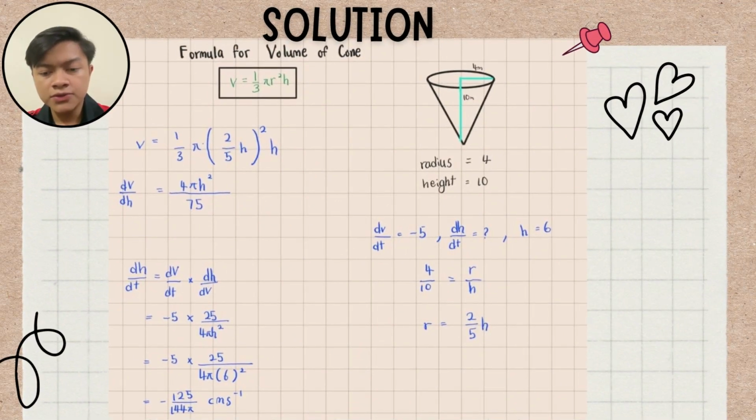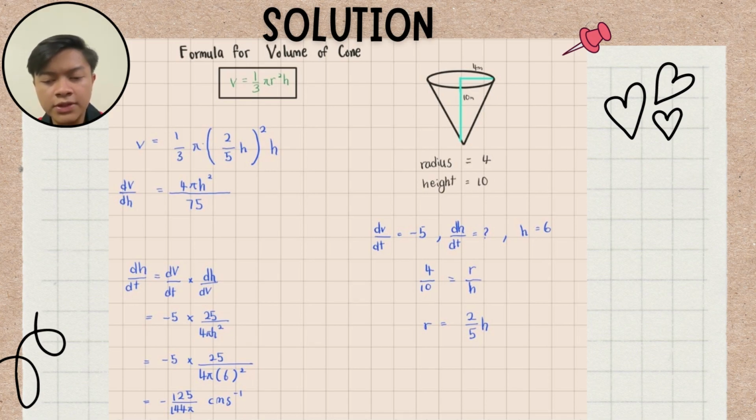And then here is the solution. We use the formula of the volume of the cone, which is V equals 1 over 3 pi r^2 h. From the question, we can get the information like written below. dV over dt is negative 5, and we are trying to find the value of dh over dt. We have the value of h, which is 6, so we just substitute it into the formula.